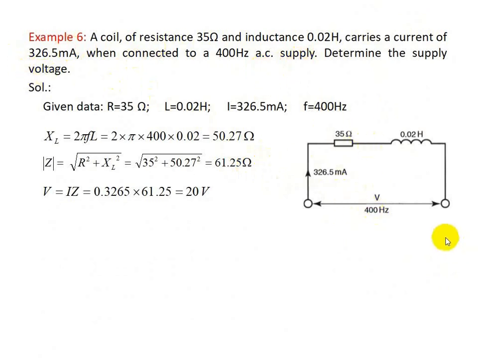So how will you find out the supply voltage? Supply voltage is given by the formula I into Z. So if you know the impedance, you can calculate this voltage. But we have to calculate the impedance. If you want to calculate the impedance, we have to know R and XL. R is given in the problem, but XL we have to find out. So find XL, use this formula 2 pi FL, find the value, 15.27 is the value. Then find impedance, it is 61.25 ohms. Then find out the voltage, multiply current with this impedance, this gives you 20 volts. So 20 volts is the supply voltage.